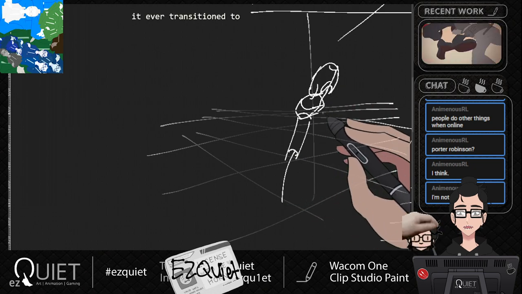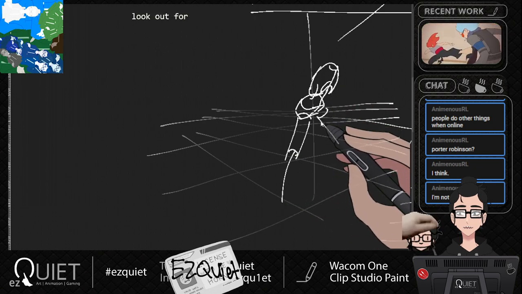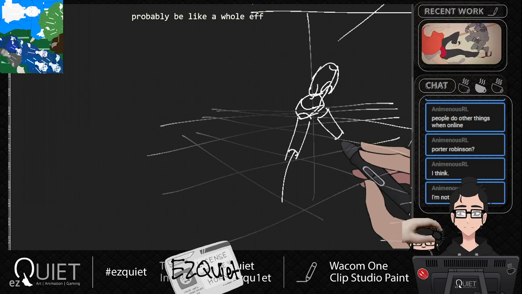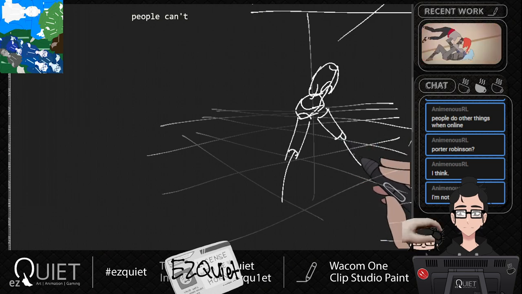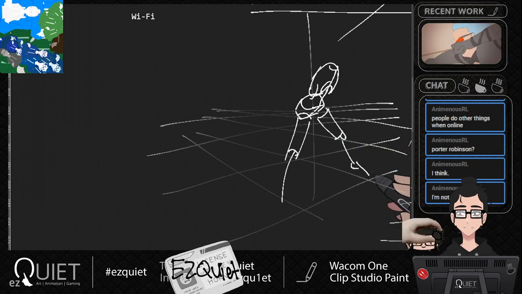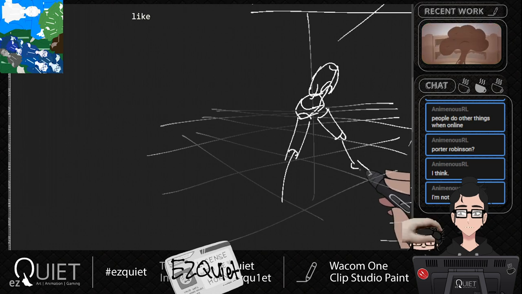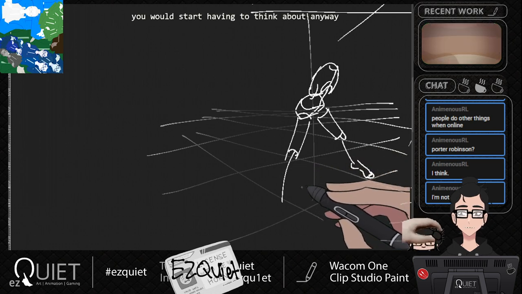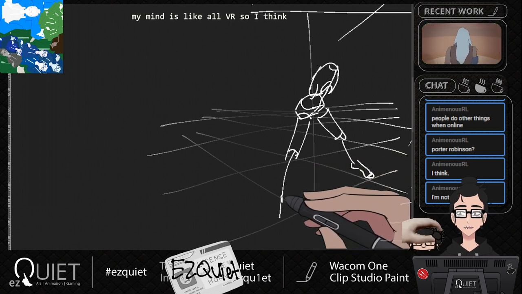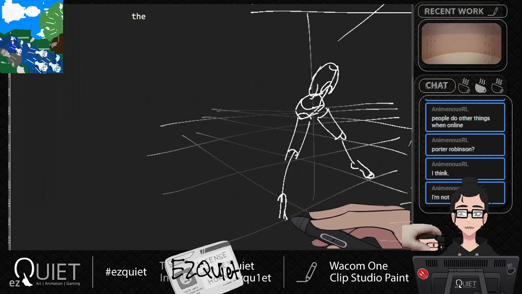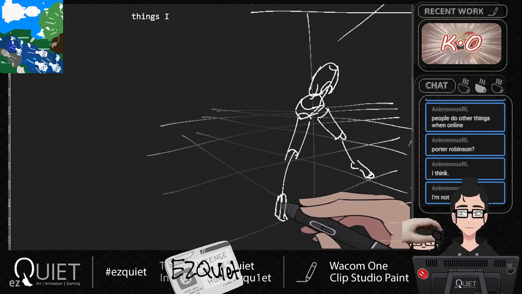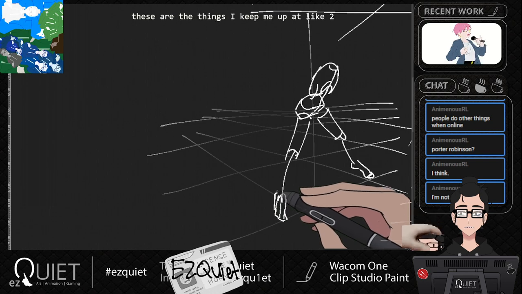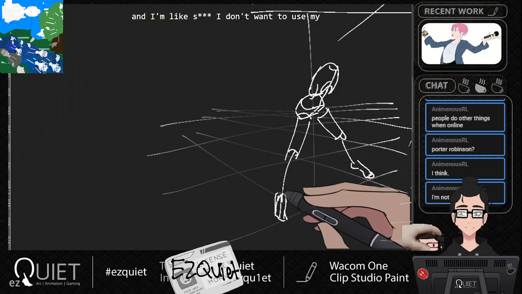What are the things you would have to look out for? There'll probably be a whole effort of making sure you're secure and that people can't hack into your devices or your Wi-Fi just because you're at this conference. There are other things you would start having to think about. Anyway, my mind is all VR, so I think about this stuff. These are the thought experiments I have. These are the things that keep me up at 2 a.m. at night, and I'm like, shit, I don't want to use my phone, but I'm so curious.